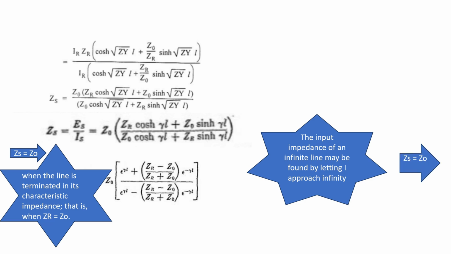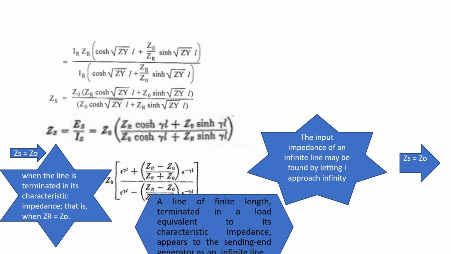So the input impedance of your infinite line becomes Z is equal to Z0. Therefore, a line of finite length that is terminated in a load equivalent to its characteristic impedance appears to be an infinite line at the sending end of your transmission line.